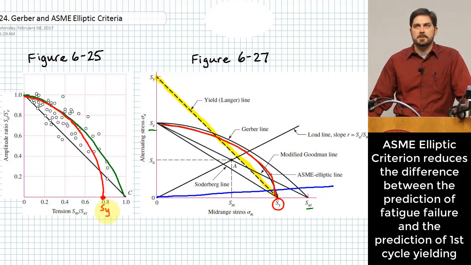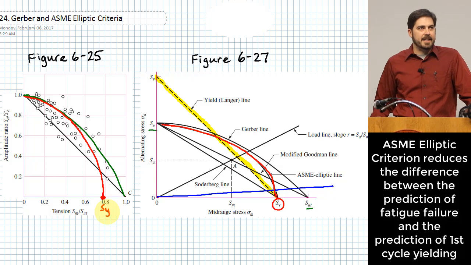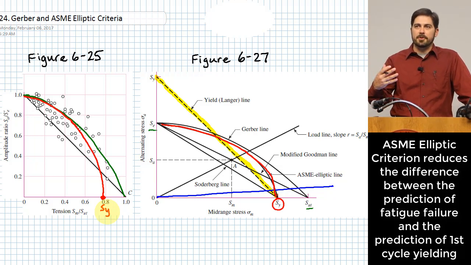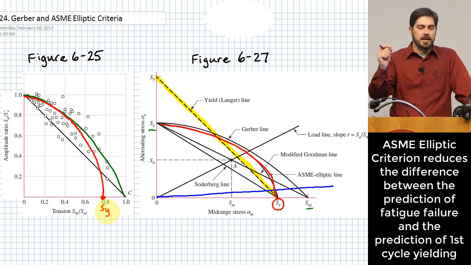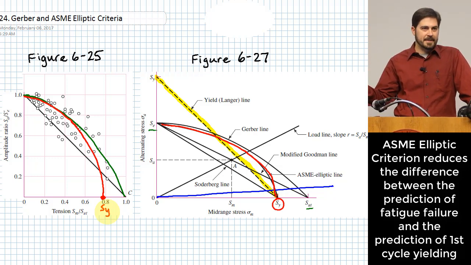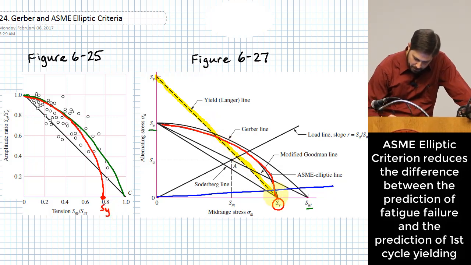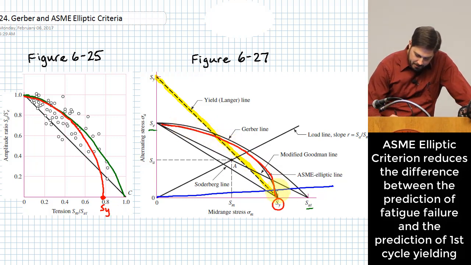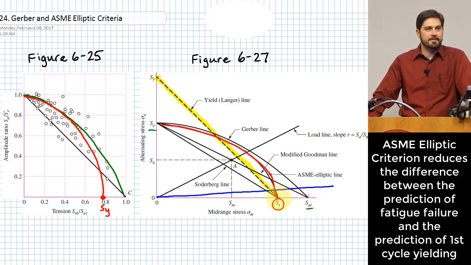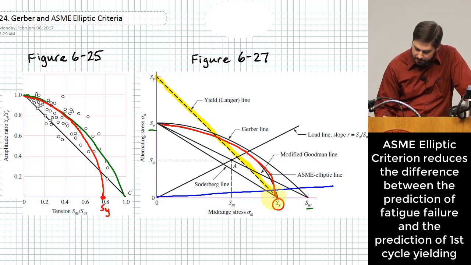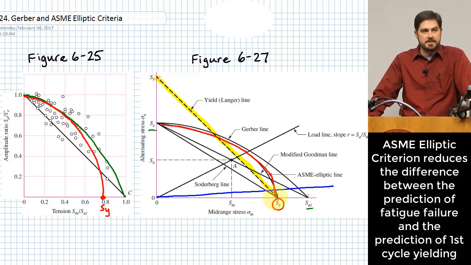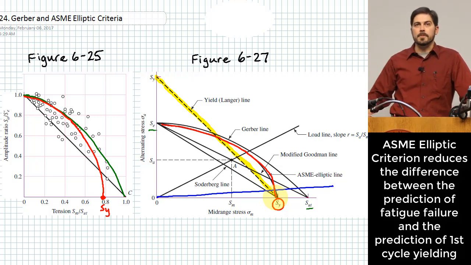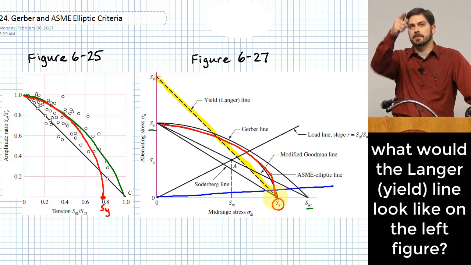The advantage of the ASME elliptic curve primarily is that it has built into it some level of accounting for the idea that you could have first cycle yielding. Now here's the problem. It doesn't do it perfectly, right? So you actually look at this. The yellow here is what predicts that you're going to have first cycle yielding. The red here is where your ASME elliptic criterion is going to predict failure. And the fact that it is outside of the yellow line means that it is, in some cases, not going to predict failure at a point when you really would have first cycle yielding.